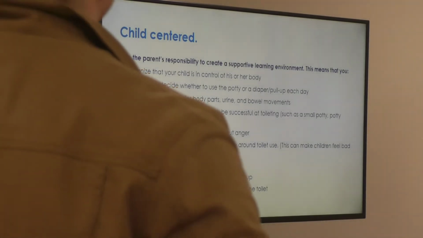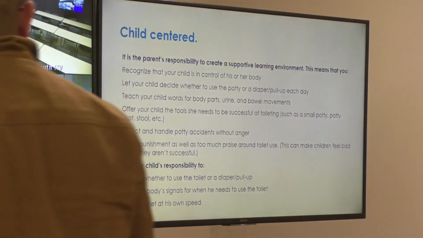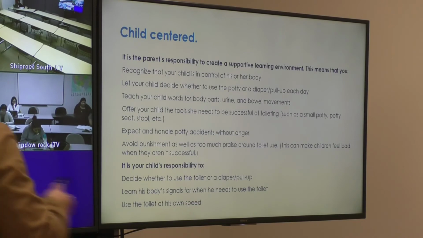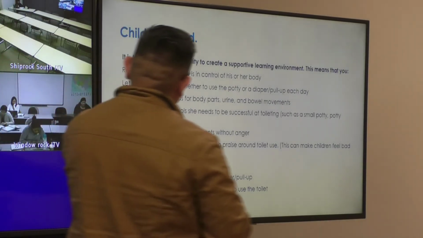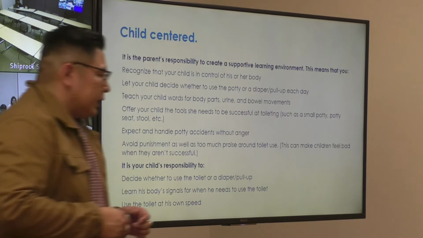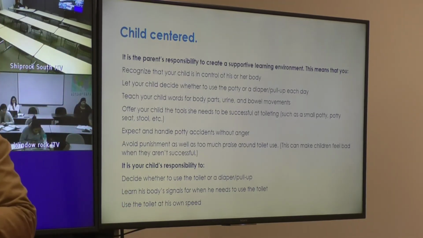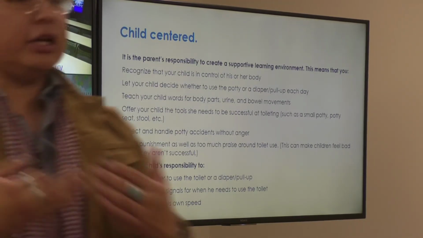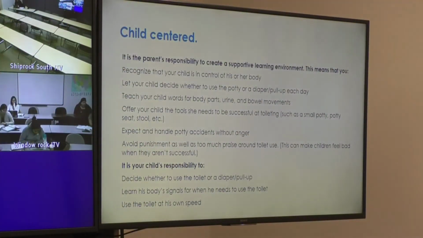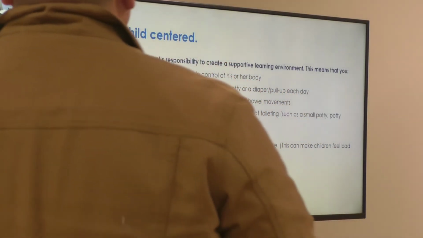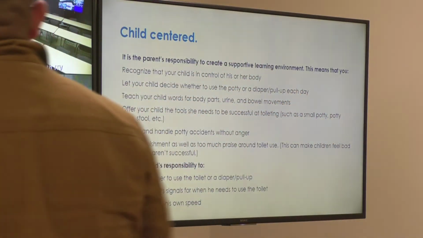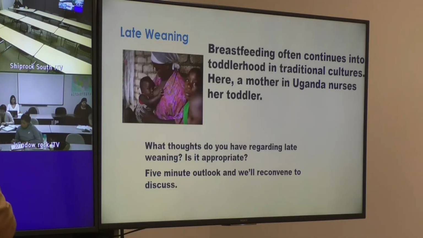So child center, what does child center mean? One is the parent's responsibility to create a supportive learning environment. So now you're looking at what the child's responsibility is. You're focusing on the needs of the child. You're saying, all right, this is the approach. One, we want to make sure the child is on board and comfortable and wanting to do this, versus us saying, you need to do this now, and we try to use that force. One of the big things is we're trying to help them and guide them so that they're able to make that initial choice overall.